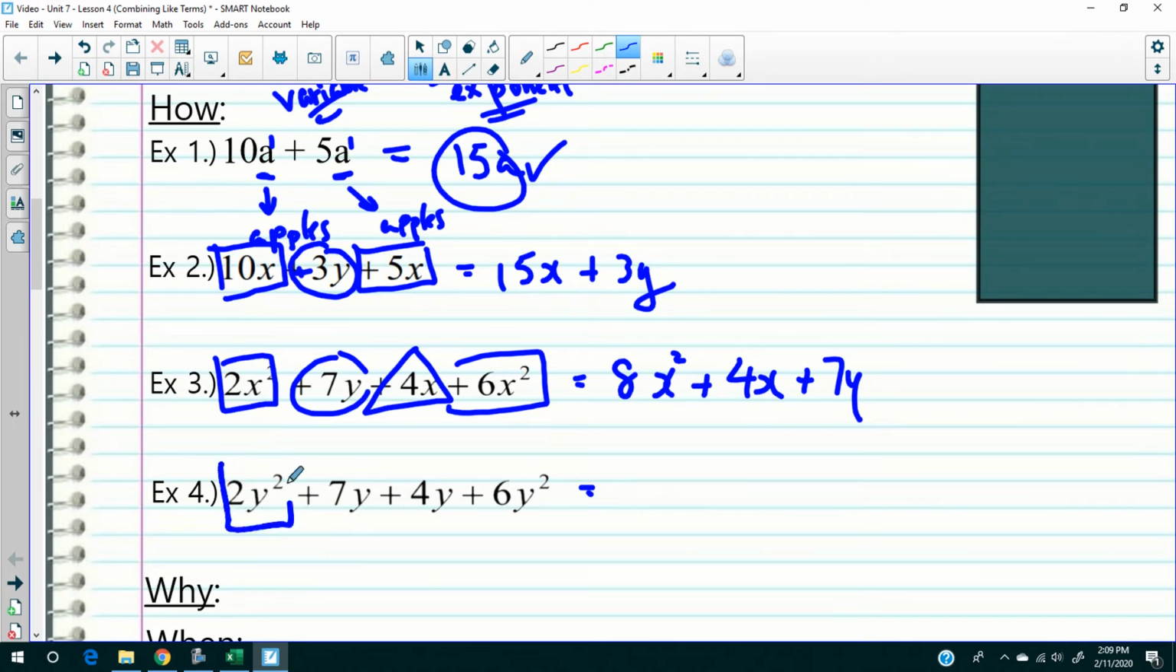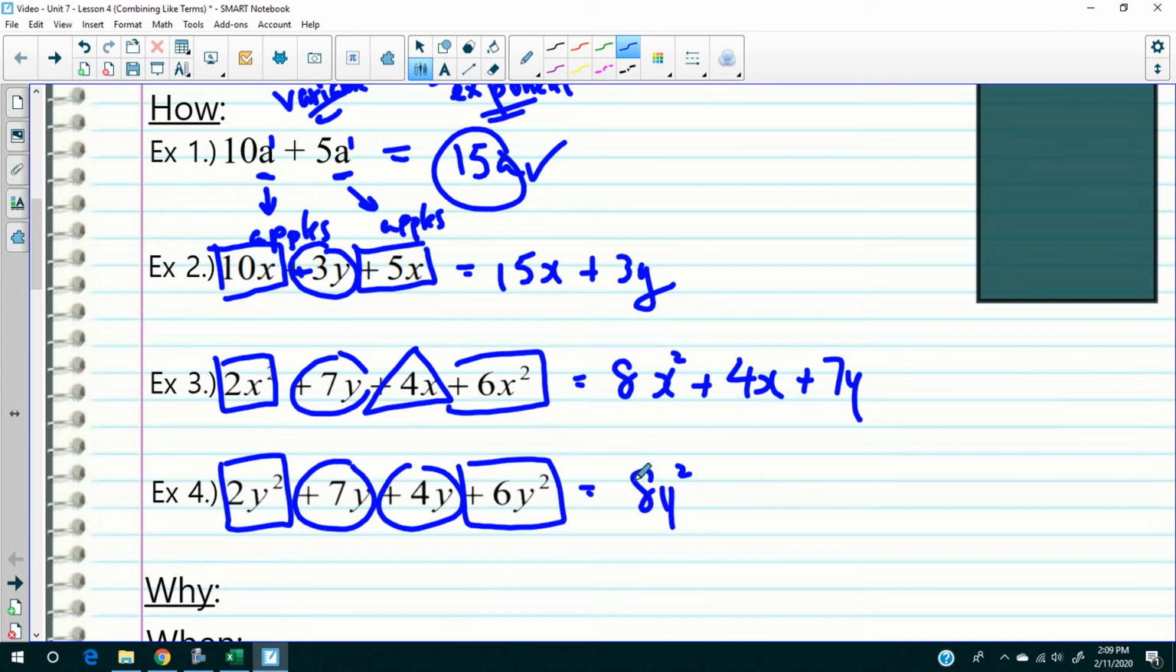Right. Same family. Right. Y squared family. Right. That's where they are. How about the other guys? Yep. These two. Same family also. So 2y squared plus 6y squared. So how many y squareds are there? 8y squared plus 4y plus 7y plus 4y, right? So these two from the same family, what would that be? 11y. Okay? All right.